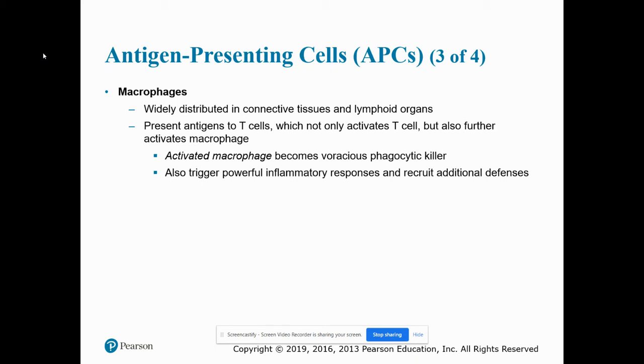Macrophages, big eaters, are widely distributed in connective tissues and lymphoid organs. They also present antigens to T cells, which not only activates the T cell, but further activates the macrophage. And then the activated macrophage becomes a ferocious phagocytic killer, and it can also trigger powerful inflammatory responses and recruit additional defenses.